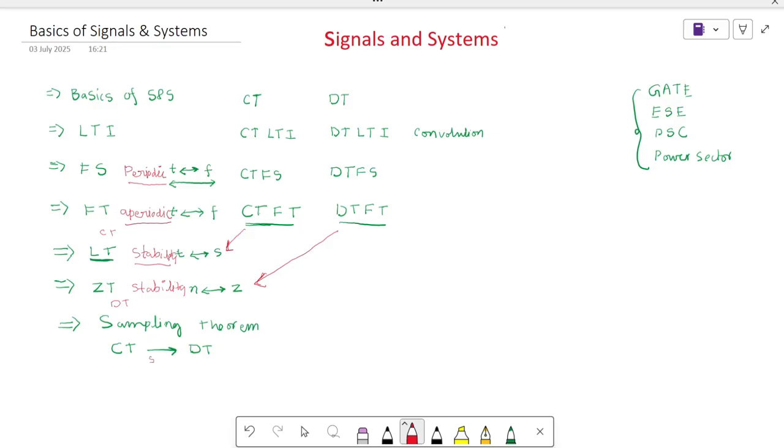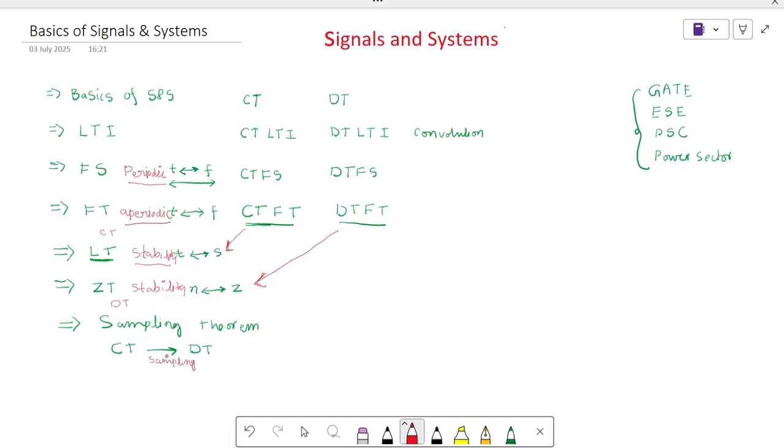We will discuss in detail in that chapter what the sampling theorem is and why we need to convert continuous time to discrete time. This conversion is different from time to frequency. CT and DT, these two are in the time domain.